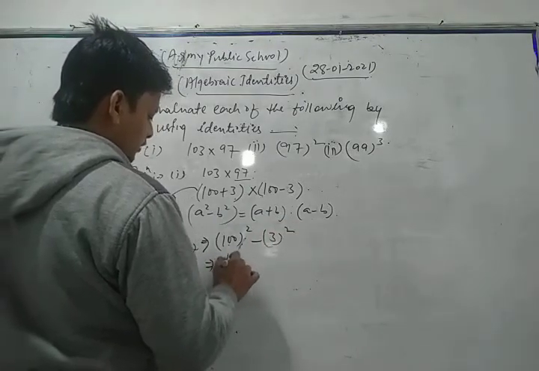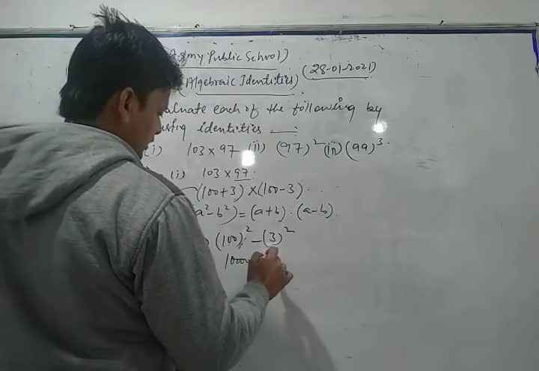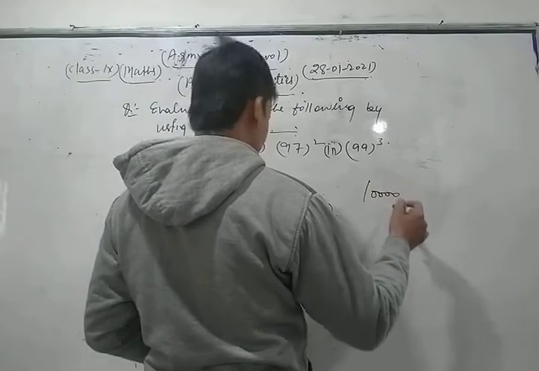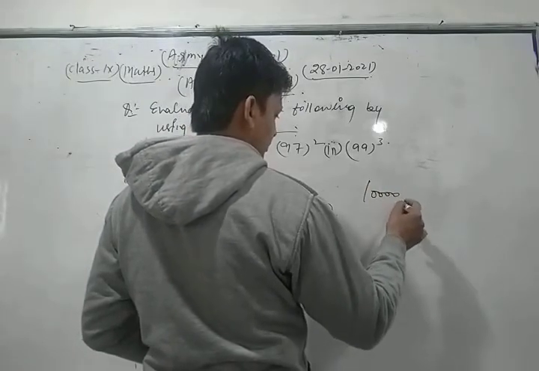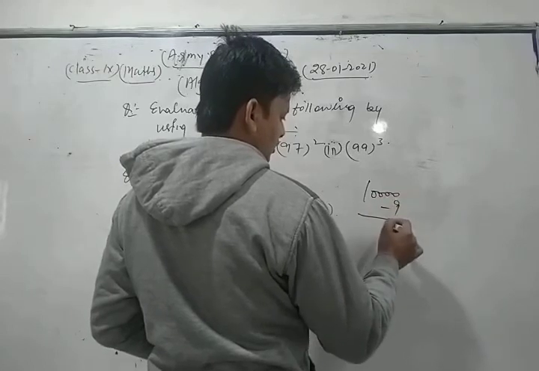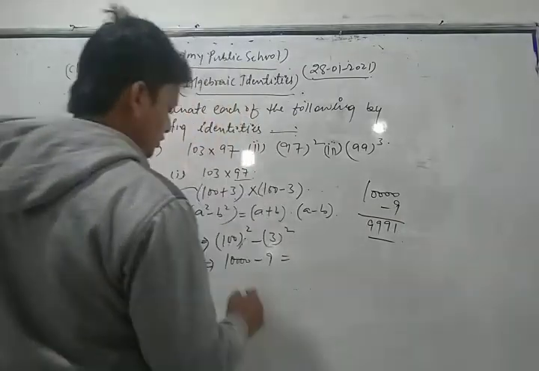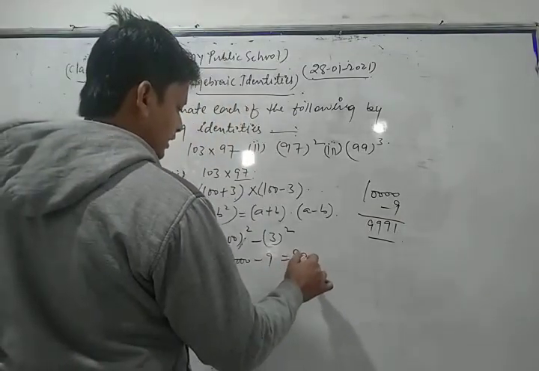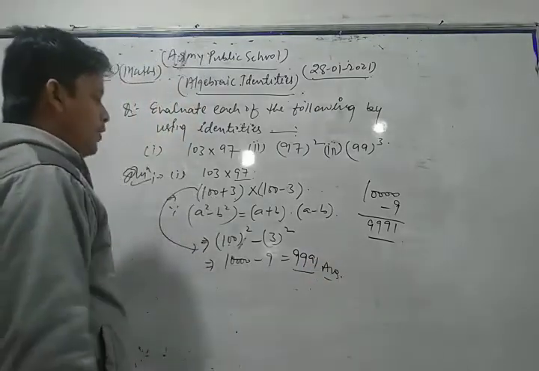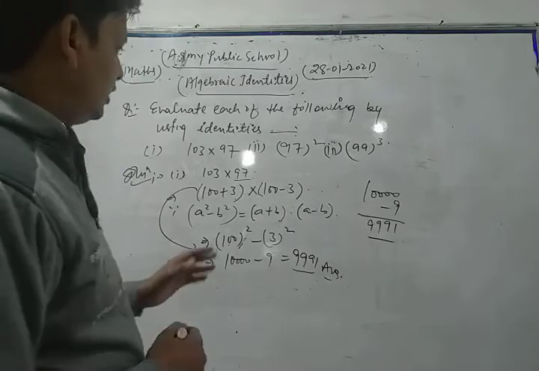The square of 100 is 10,000. Minus 3 square is 9. Now we subtract them: 10,000 minus 9 is 9,991. This is our required solution of the given question.